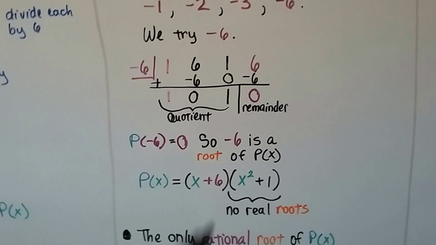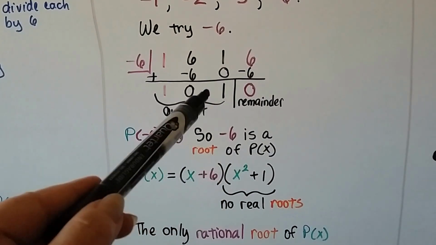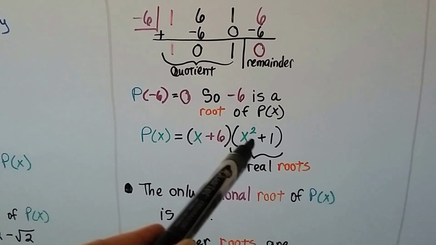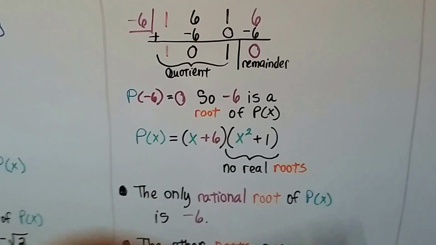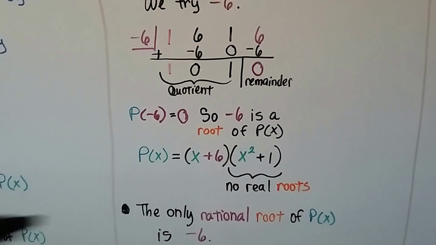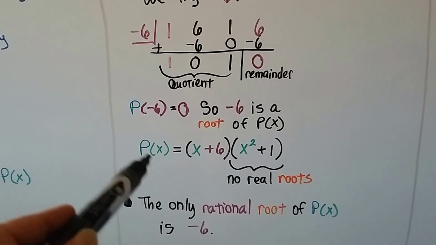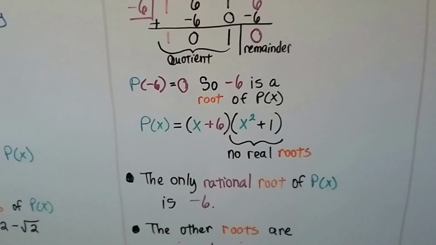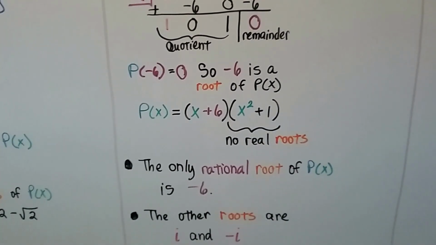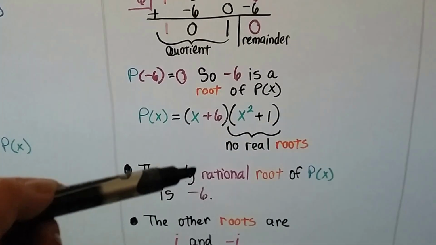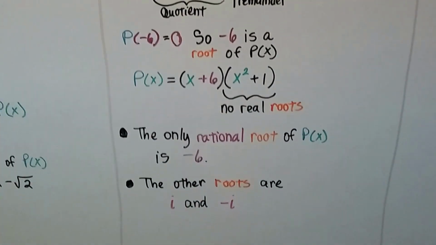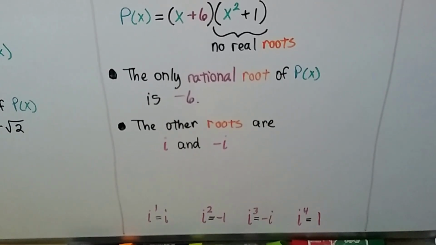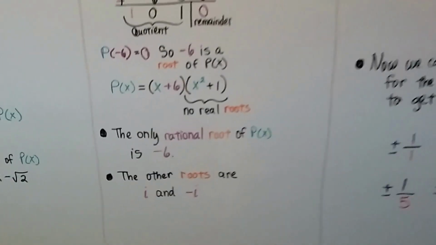And here's our quotient. We have a constant of 1. There's no x value, but we have an x squared. So look, we have x squared plus 1 as our quotient. So we know that the factors of p of x are x plus 6 and x squared plus 1. Now this one has no real roots. And the only rational root of p of x is negative 6. And the other roots are i and negative i. Okay? Our imaginary buddy.